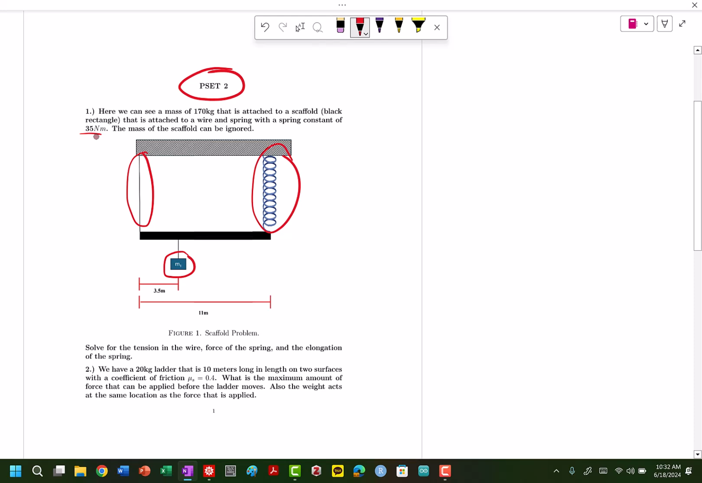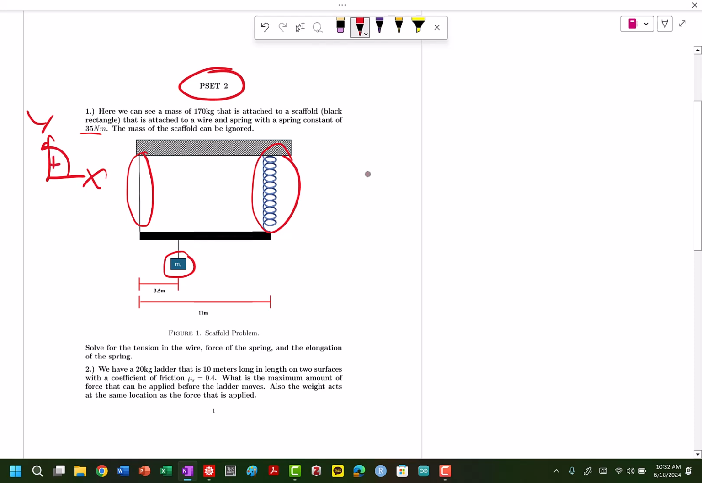So again, we want to idealize our system. So we're going to ignore the mass. We're also going to ignore any frictional effects. And that is pretty much it. We're going to also assume that the mass is attached to the wire here, but yeah, so we can go ahead and get started. So first thing we do, coordinate system, after our idealizations, so we have plus.